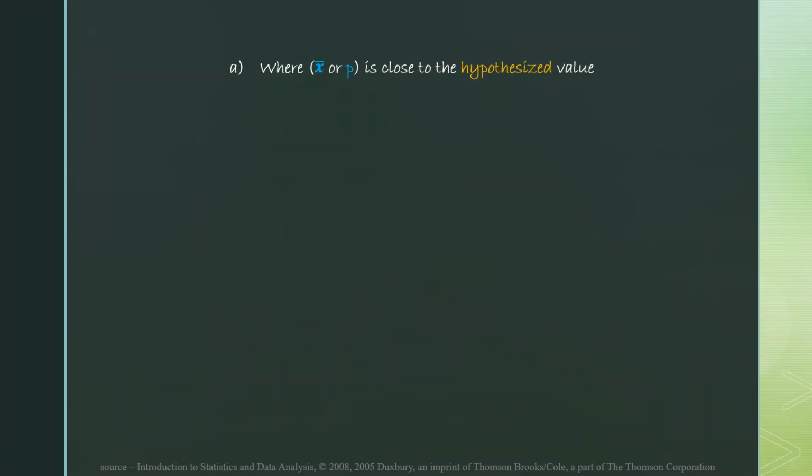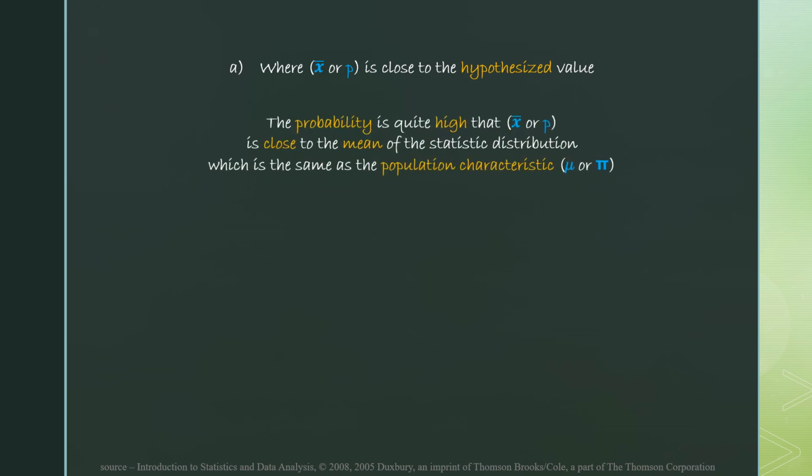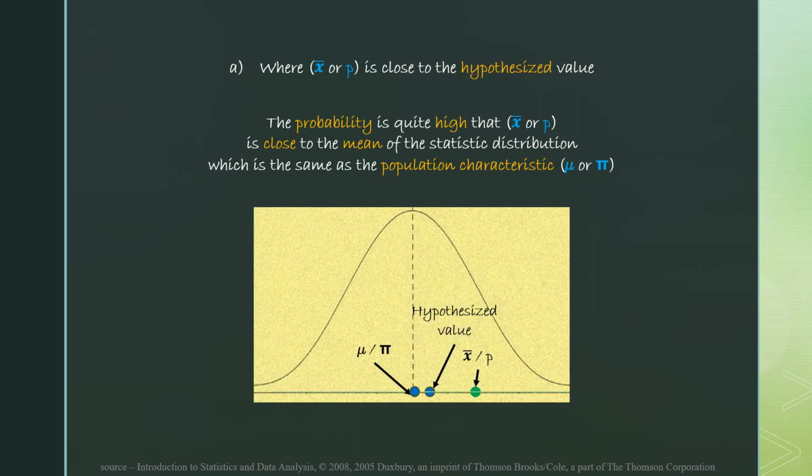Case A, where the sample statistic x bar or p is close to the hypothesized value. The probability is quite high that x bar or p is close to the mean of the statistic distribution, which is also the same as the population characteristic mu or pi. It is the characteristic of a normally distributed probability distribution that the frequency of arriving at a sample statistic close to the center of the distribution is quite high compared to the edges of the distribution.